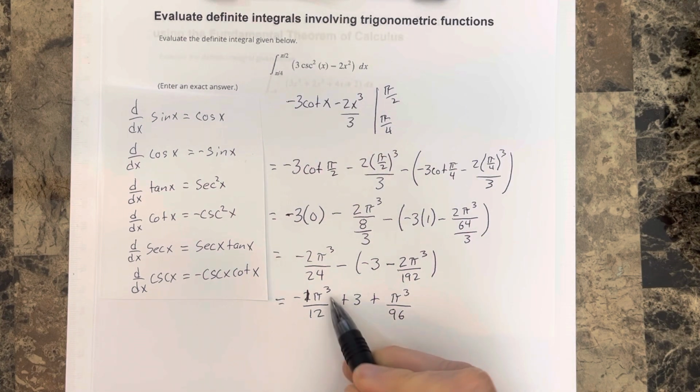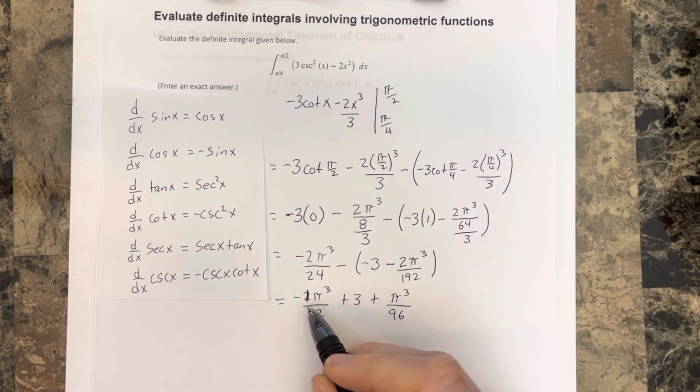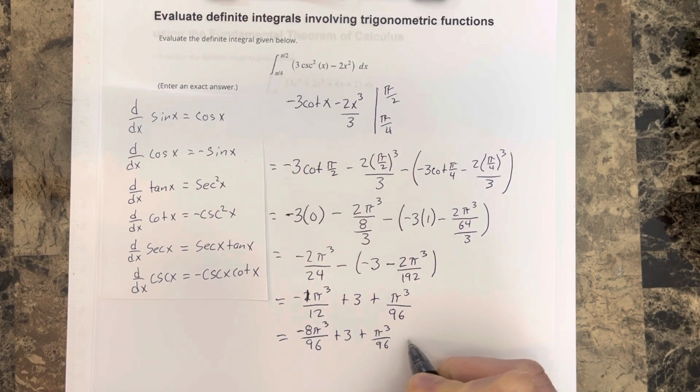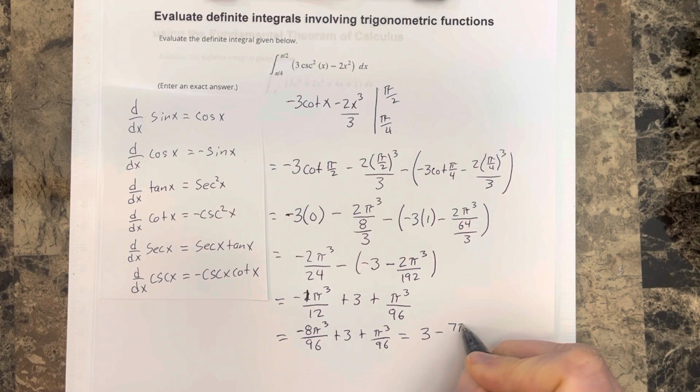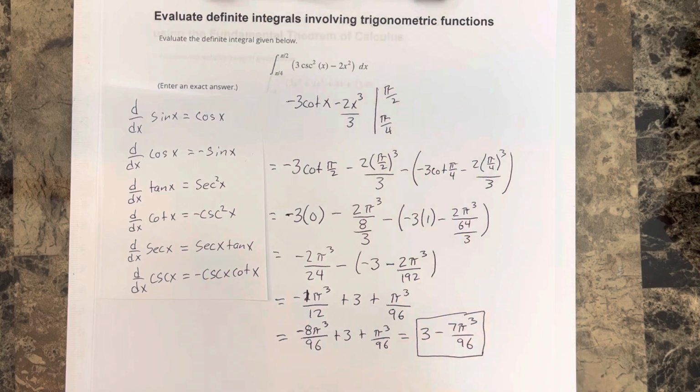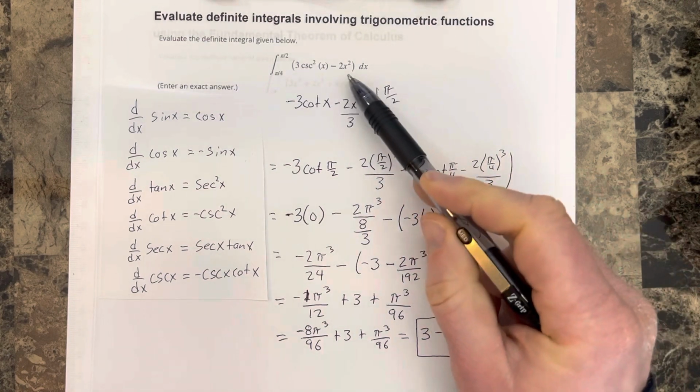Now I just need to combine these together. So I'm going to do a common denominator here. If I multiply 12 by 8, I get 96. So this is going to be negative 8 pi cubed over 96 plus 3 plus pi cubed over 96. When I combine those together, I get 3 minus, because that's negative 8 and that's plus 1, minus 7 pi cubed over 96. And this would be the area given from this integral.